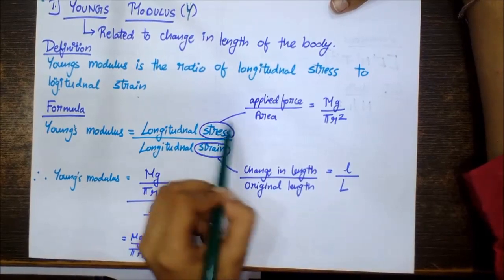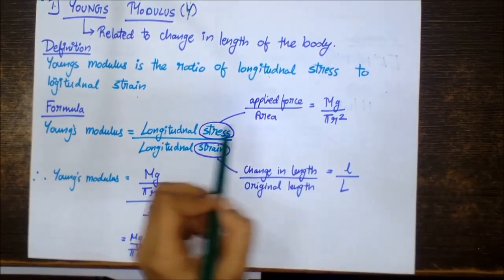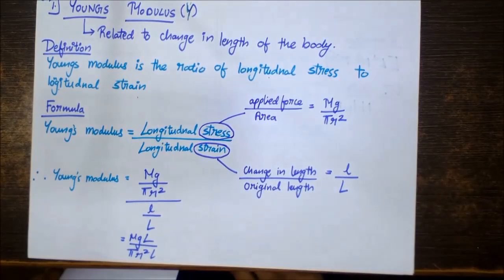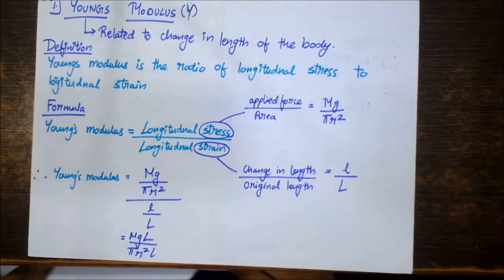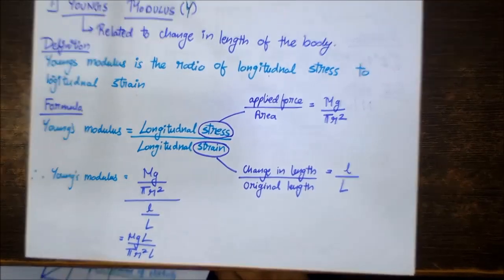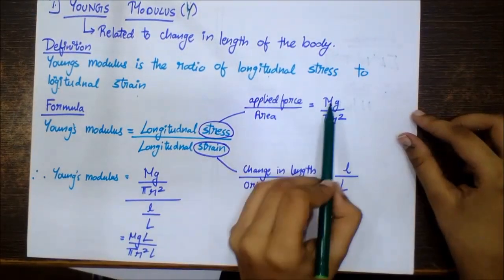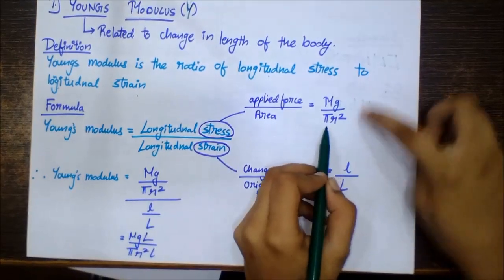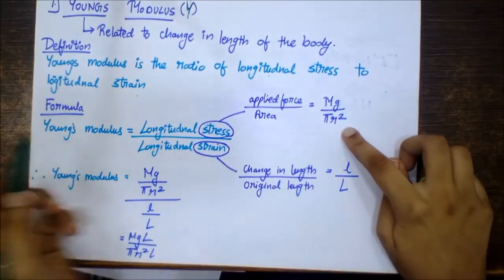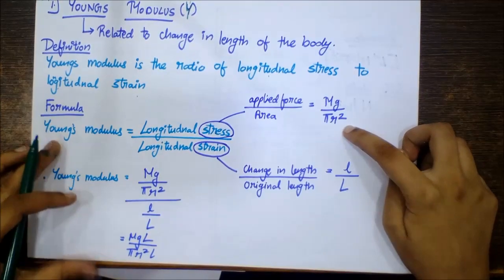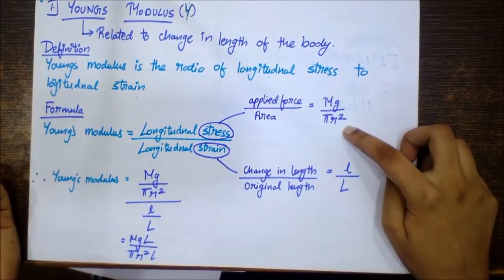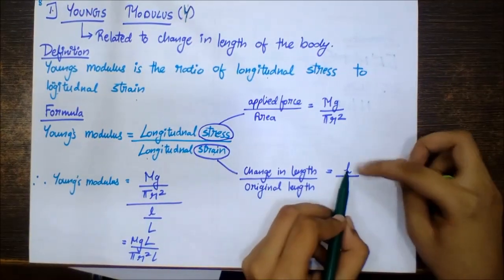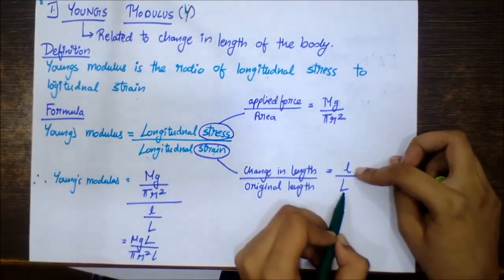Now longitudinal stress. What was longitudinal stress? What is stress? Applied force upon area. And when I say applied force upon area, so what is it? The force which is applied, that is mg, we had it for the rod, upon the area pi r square. We have already found it on the previous page where I showed you the longitudinal stress and longitudinal strain. And longitudinal strain is what? Change in length upon the original length, that is L by L.